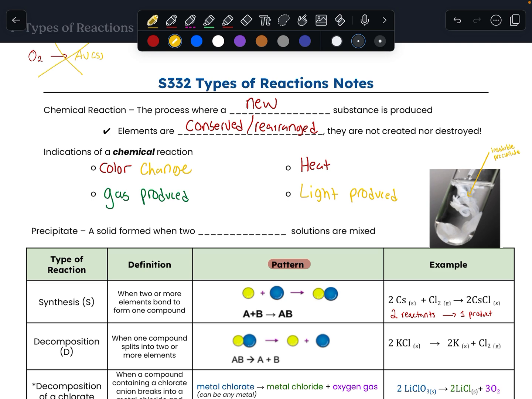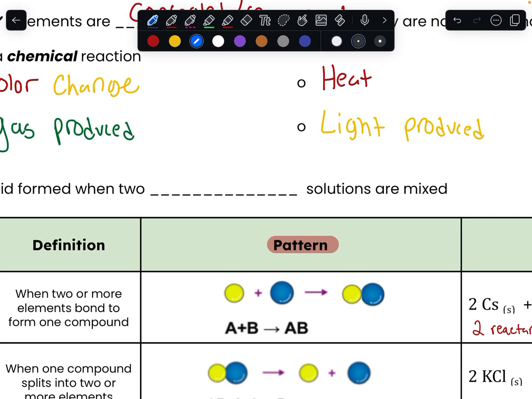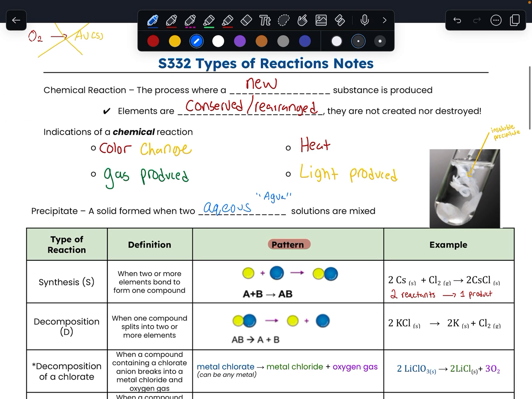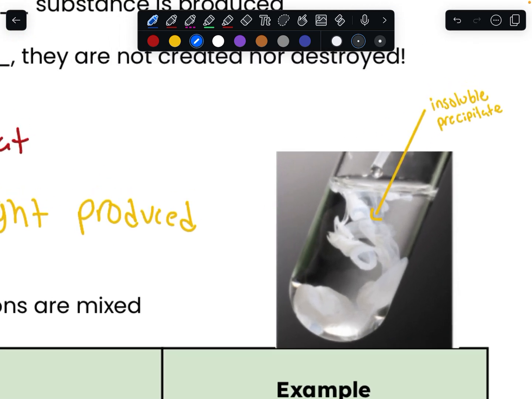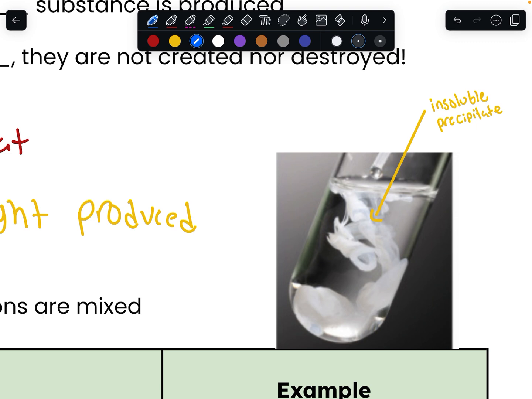Now, there's one more sign of a chemical reaction that we've talked about, and that's called a precipitate. A precipitate is a special kind of solid that forms when two what we call aqueous solutions are added together. Aqueous, you might hear the word aqua or agua. That just means a water-based solution, something that's dissolved in water. When you add two liquidy, clear-looking solutions together and a solid forms, that's what we call a precipitate. So in this test tube over here, we can see a chalky kind of white precipitate form from adding these two liquids together.